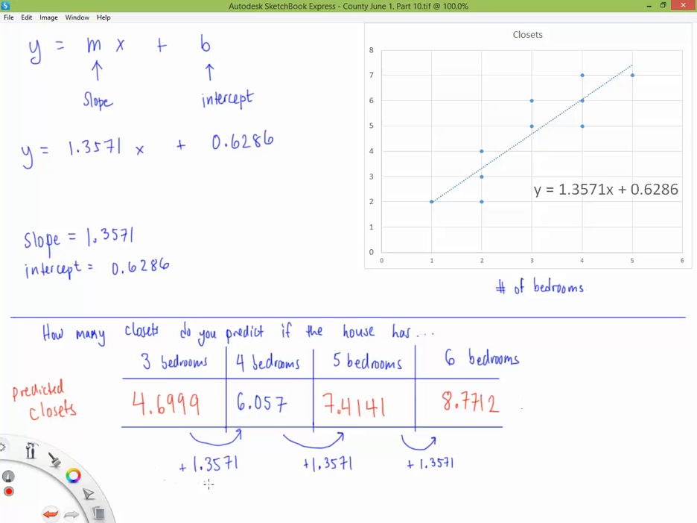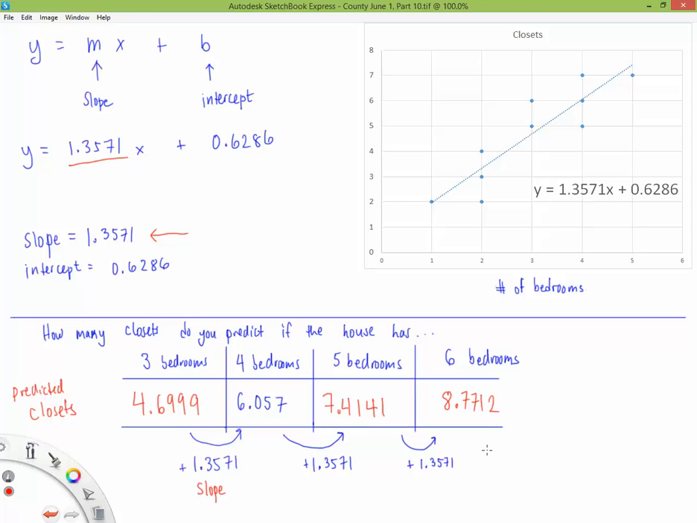So, all right, let me explain, but I just want to make sure everybody can see what's happening. To go from this prediction to this prediction, we added 1.3571. To go from this prediction to this prediction, we added the same number. To go from this prediction to this prediction, we add 1.3571, okay? What is that number? That number is our slope. This is the slope here, okay? It's not a coincidence that they're all the same. This is the meaning of the slope in this problem.